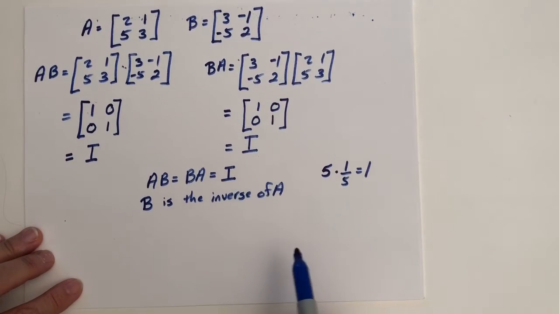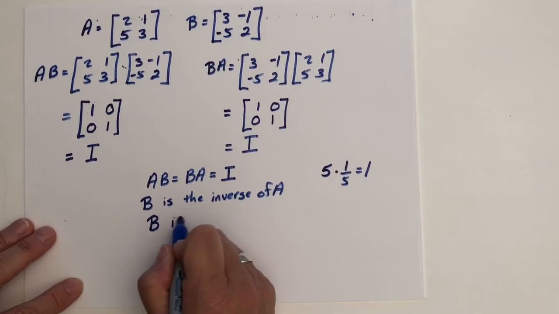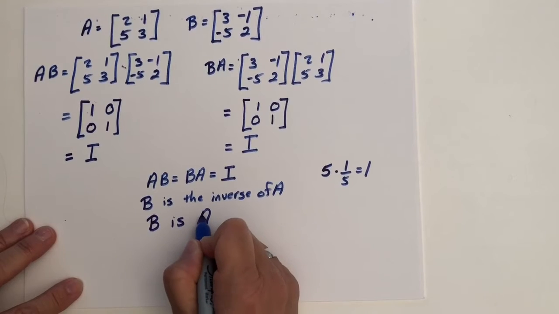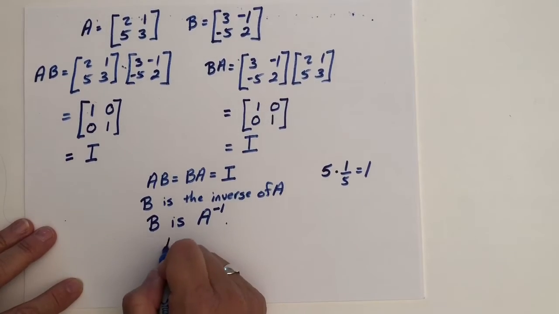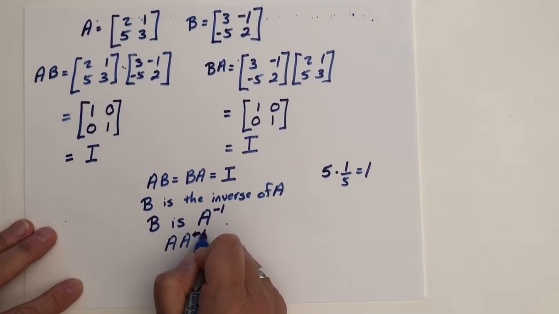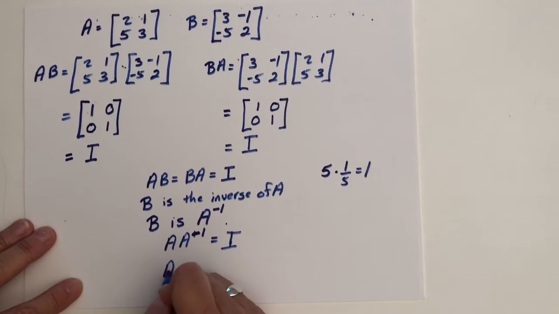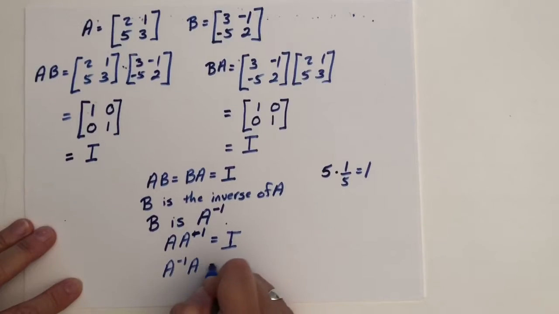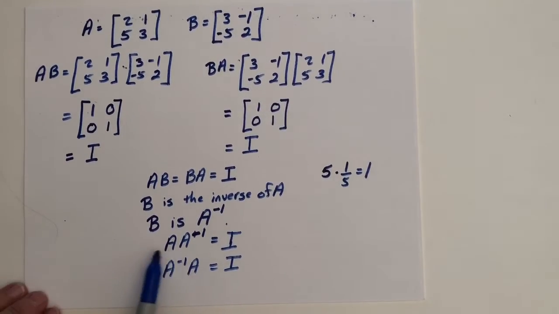We can write it this way: B is equal to A inverse. So we would write this, A times A inverse equals I, and always A inverse times A would equal I as well. When you multiply inverses together, you will always get the identity matrix.